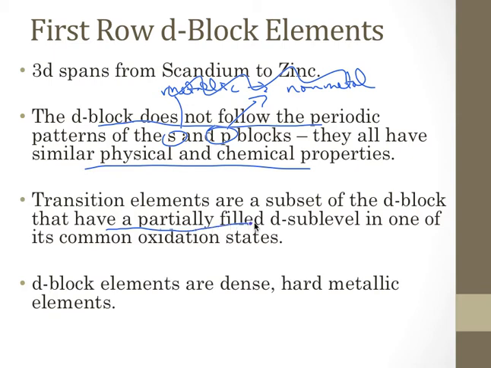And the big deal of why they are transition metals and not just called D block is that they have partially filled D sublevels in one of its common oxidation states. So that is the definition of the transition element, a partially filled D sublevel in one of its common oxidation states. Physical properties: D block elements are dense, hard, metallic elements.